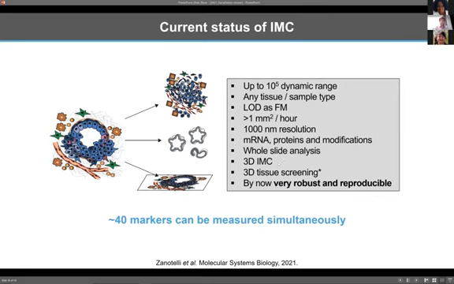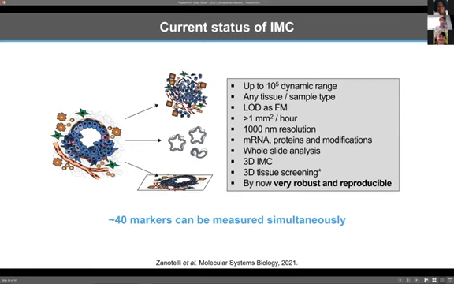We can do IMC in 3D. We also just published a paper where we showed a barcoding approach that allows 3D tissue screening, such as tumor spheres and organoids, and you can analyze hundreds of them in parallel. And most importantly, imaging mass cytometry by now is very robust and very reproducible.